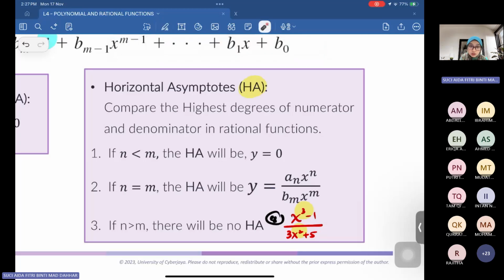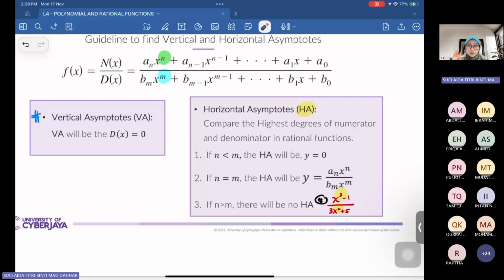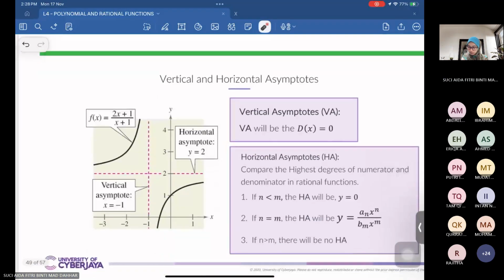So you need to remember the rules, whether you have lesser power, equal power, or bigger power. Lesser power, then y equals 0. Equal power, you take the coefficient on the top, divide by the coefficient in the bottom. If you have a higher degree on the top, that means you don't have horizontal asymptote. Is that clear? So this is how to find asymptotes first, before we learn how to sketch them. Okay, let's look at an example.